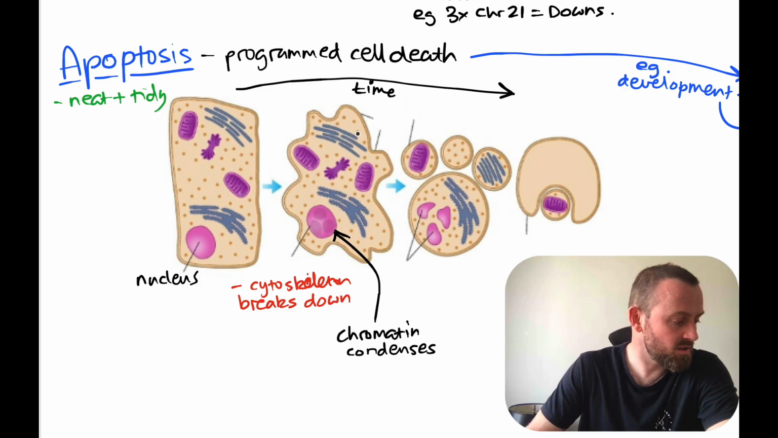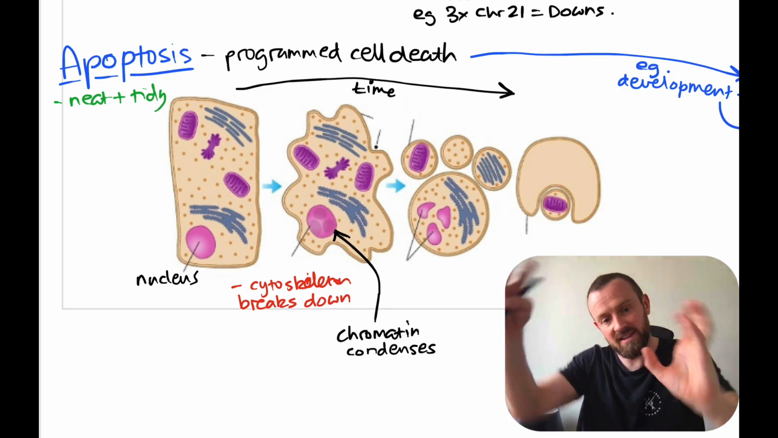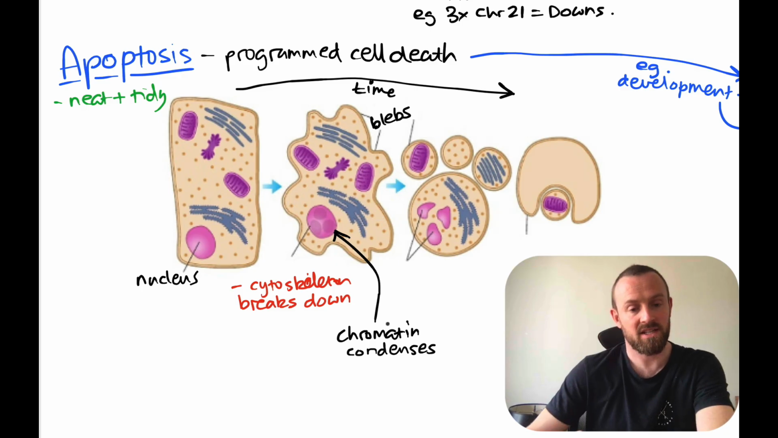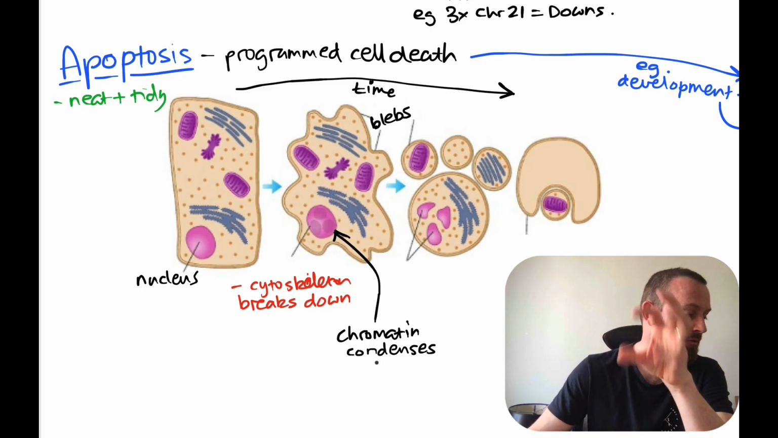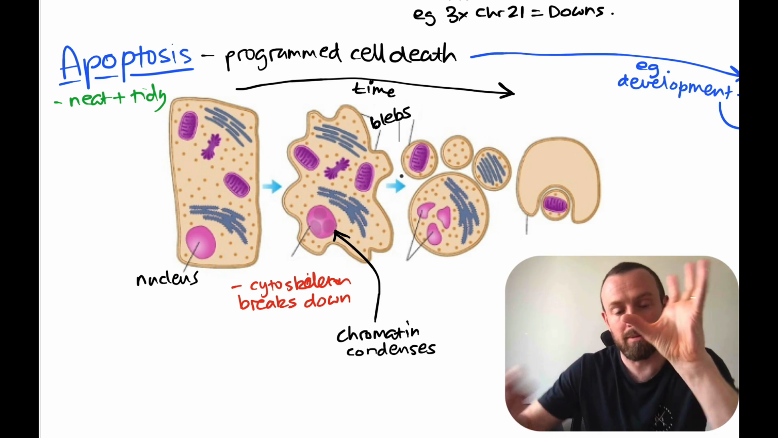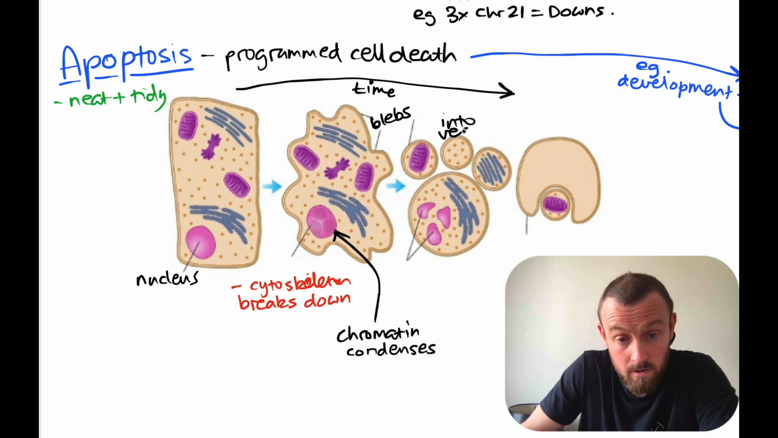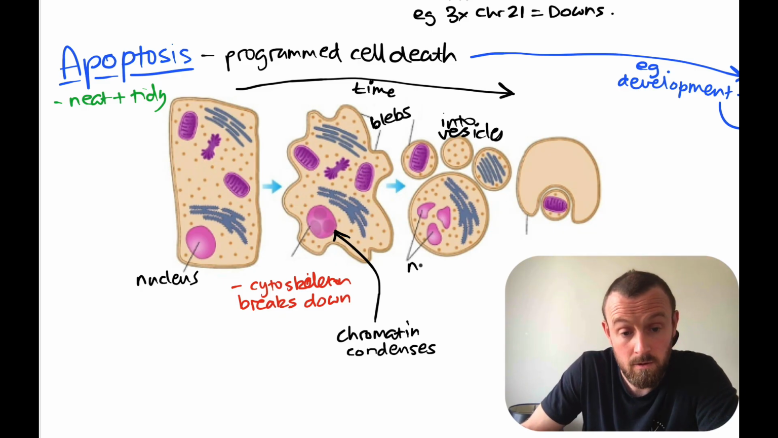And the cell membrane starts to kind of be a bit folded in on itself. We call these folding in bits blebs. And as this progresses, the cytoskeleton breaks down, chromatin condenses, these blebs form. The cell eventually blebs so much that it breaks into vesicles. So into vesicles. And the nucleus itself also breaks into fragments.